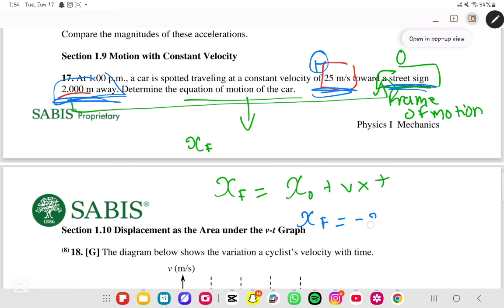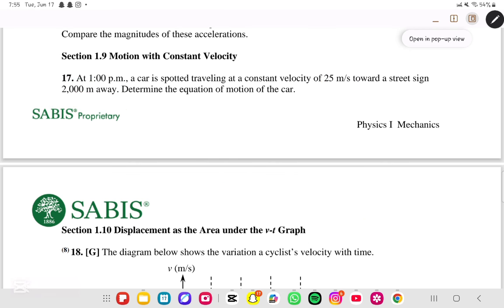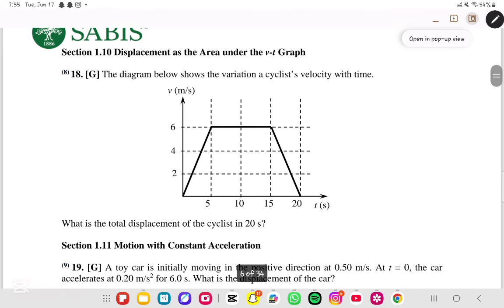So x initial is minus 2,000. Why? Because we have a street sign, right? Its initial position is 0. Then this is 2,000 meters away from the initial position, so minus 2,000. Okay, in addition to what? To the velocity, which is 25 times the time. So the final equation is x final is equal to 25t minus 2,000. Very simply. We'll move on to section 1.10.